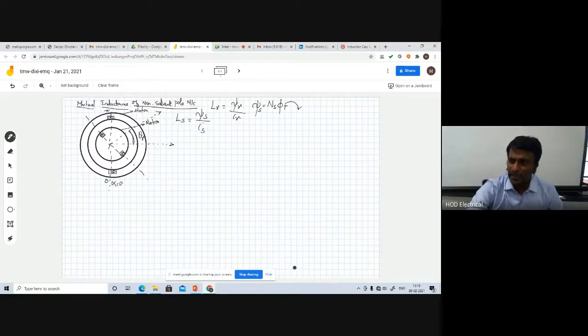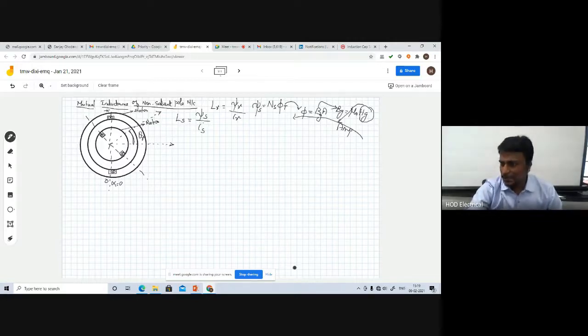How will we find the flux? By using the relation: flux is nothing but B times the area, the air gap flux density times the area. How will we find B? Bg is nothing but mu naught times the magnetic field intensity Hg. How will we find Hg? By using Ampere's circuit law. So we are working in reverse from here. First we will write Ampere's circuit law.